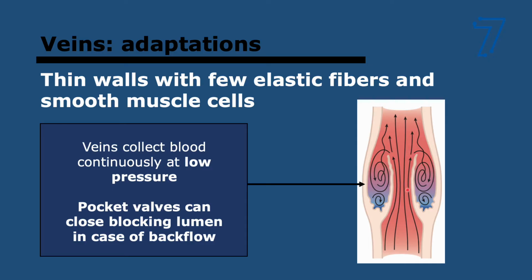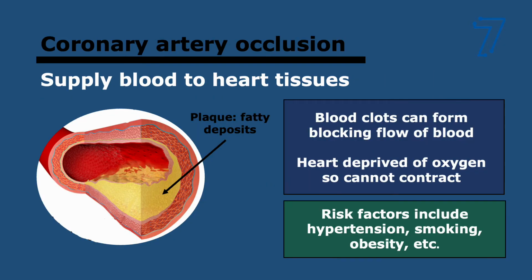In this case also, what helps blood flow through veins? Muscle contraction. So muscles that are close by contract, helping squeeze the blood to move through the veins. Great. So coronary artery occlusion.